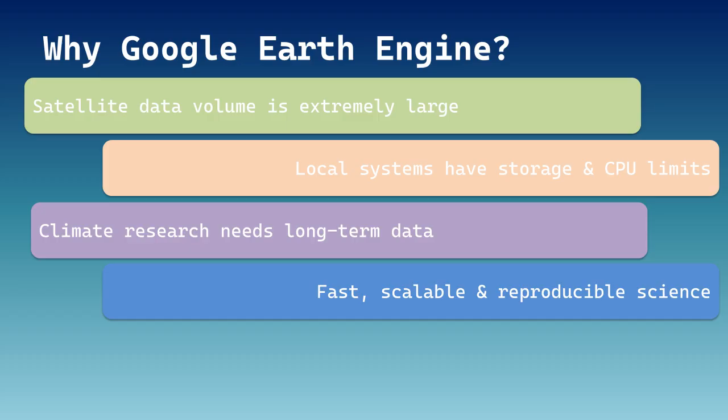Satellite and climate data have grown extremely large over the last few decades. Processing such data on a local computer is slow and often impossible due to limitations in storage and processing power. Climate and environmental studies also require long-term datasets, sometimes 30, 40, or 50 years of data. Google Earth Engine solves these problems by providing fast, scalable, and reproducible analysis using cloud computing.